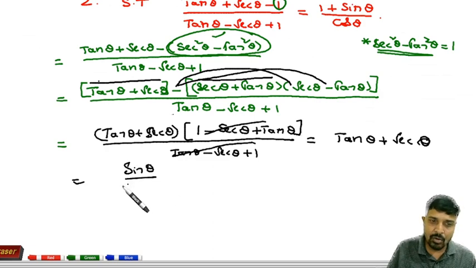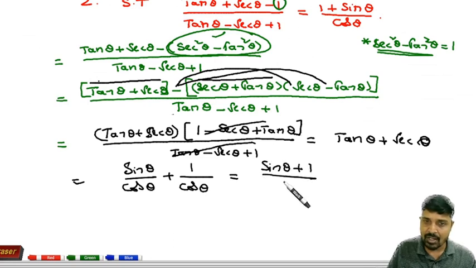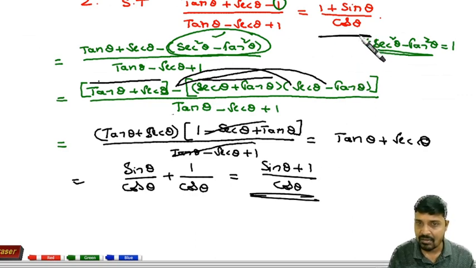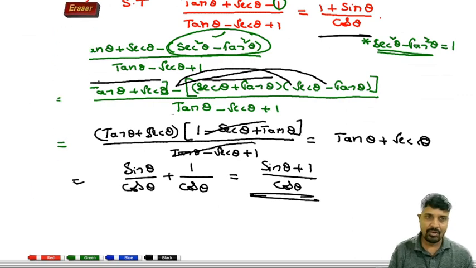Sin theta over cos theta plus, what is sec theta? 1 over cos theta. So it is going to become sin theta plus 1 over cos theta, which is our answer. Hope you got it. Okay, we'll go for the next question.